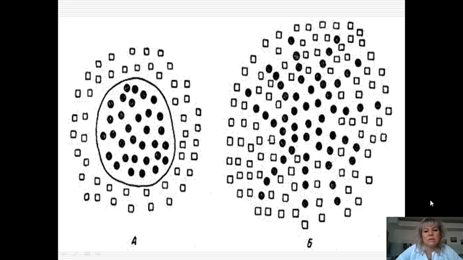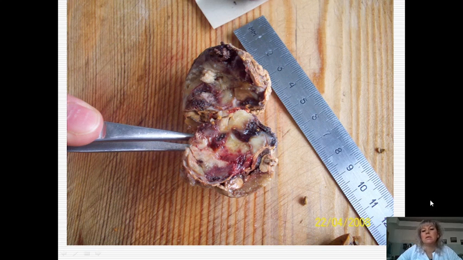In this scheme, you can see on the left side a benign tumor with clear borders, and on the right side we see indistinct borders in a malignant tumor. In this photo, you can see a malignant tumor of the adrenal glands with a different color and infiltrating growth. We see necrosis and hemorrhages.